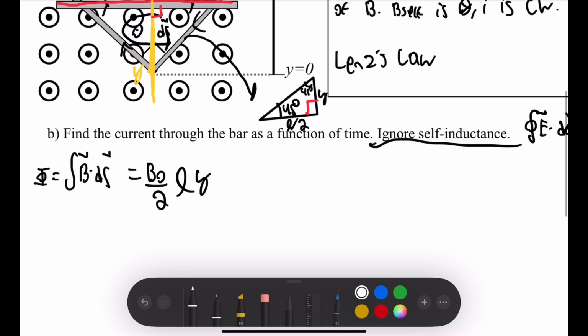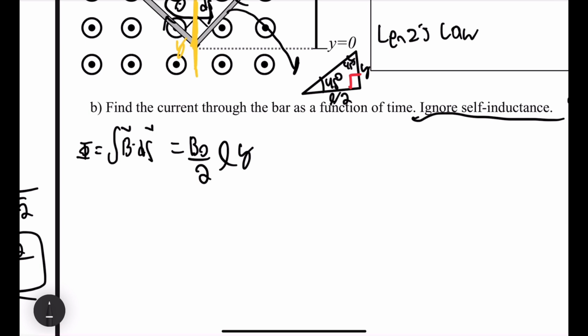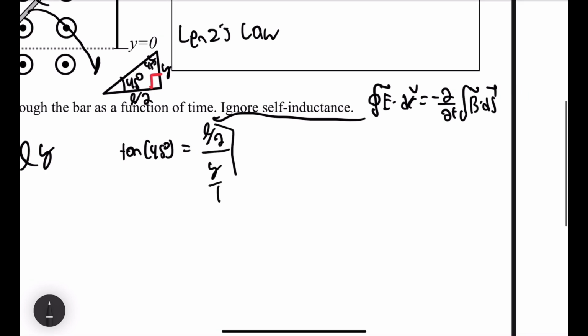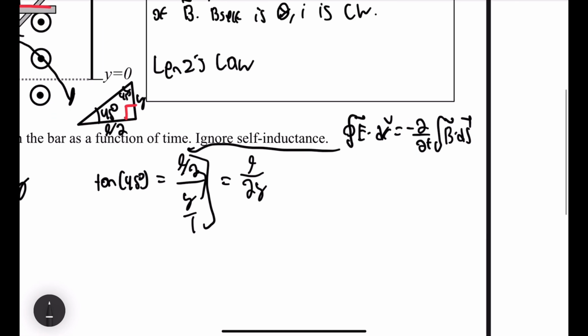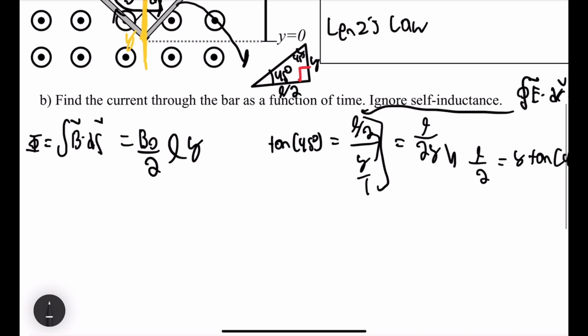So to find what L over 2 is, I can get the tangent of this angle. Tangent of 45 degrees is going to be adjacent, which is L over 2, over the other side, which is y. So L over 2y is equal to this, or L over 2 is equal to y tangent 45 degrees. Tangent 45 degrees is 1, so L over 2 is equal to y. So then my flux is now B naught y squared.